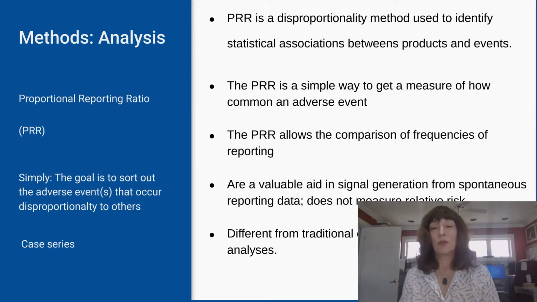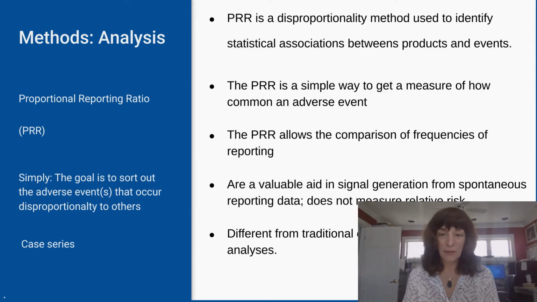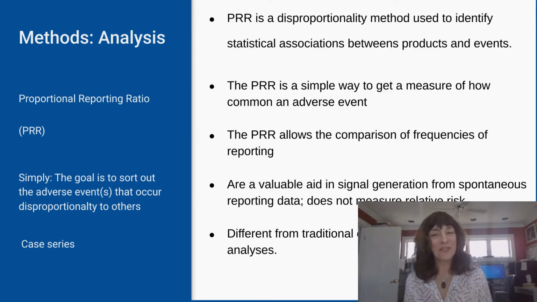So now the methods. When you do something like this, these are count data, it's cases. We use something called a proportional reporting ratio, or PRR. It's a disproportionality method, and it's used to identify statistical associations between products and events. It's a simple way to measure how common the adverse event is occurring. So the goal is to sort out whether the adverse event is occurring disproportionately higher compared to your comparator. It's very different from traditional epidemiologic studies or case analyses.